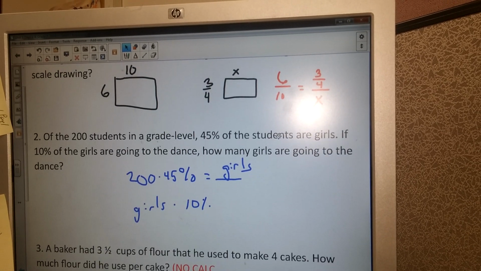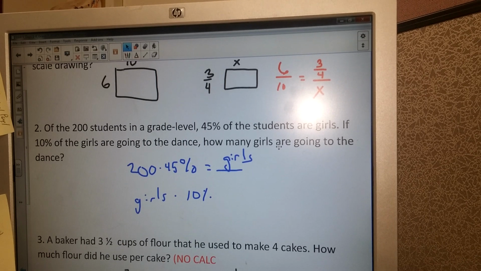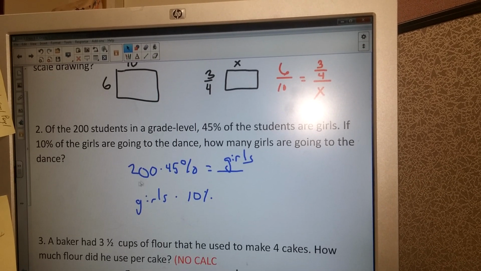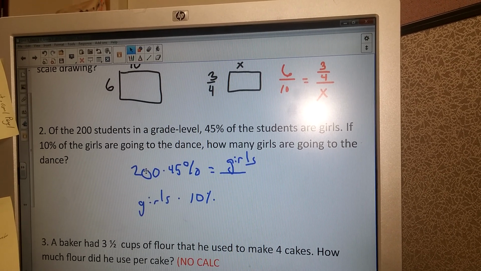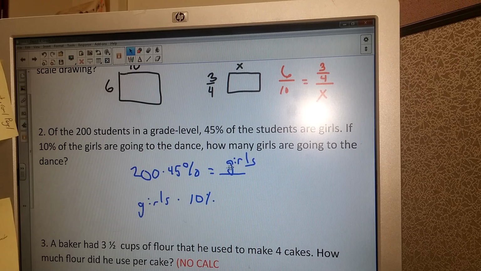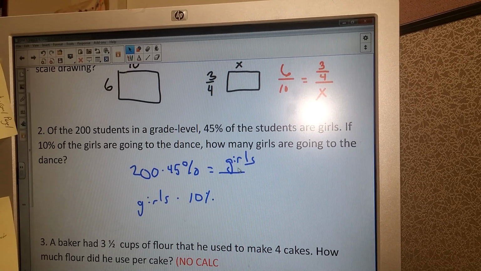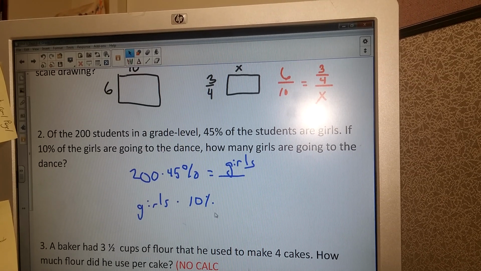Number two, of the 200 students in a grade level, 45% of the students are girls. If 10% of the girls are going to the dance, how many girls are going to the dance? Well, we know there's 200 students. 45% of them are girls. So 200 times 45% will give you the amount of girls. Then, if 10% of the girls are going to the dance, however many girls there are, you'll multiply by 10% to get your answer.